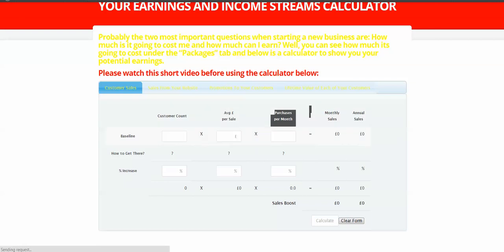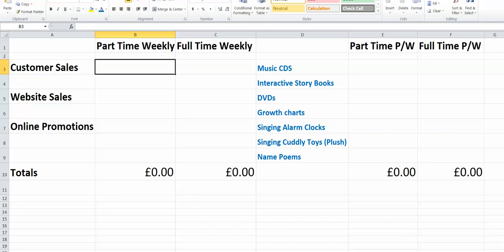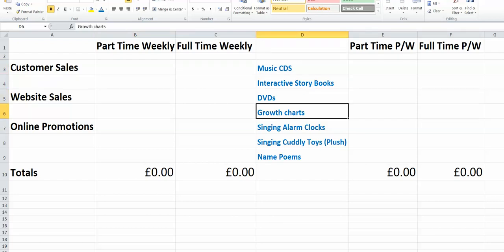Now, what I've actually done, I've done a very brief Excel spreadsheet here that will show you how much you can earn part-time and full-time from customer sales, website sales, and your online promotions. So we'll fill in the blanks as we go along. The music CDs, interactive storybooks, the DVDs, the growth charts, singing alarm clocks, singing cuddly toys, which we call plush, and the name poems are our best sellers. So let's work out some figures.